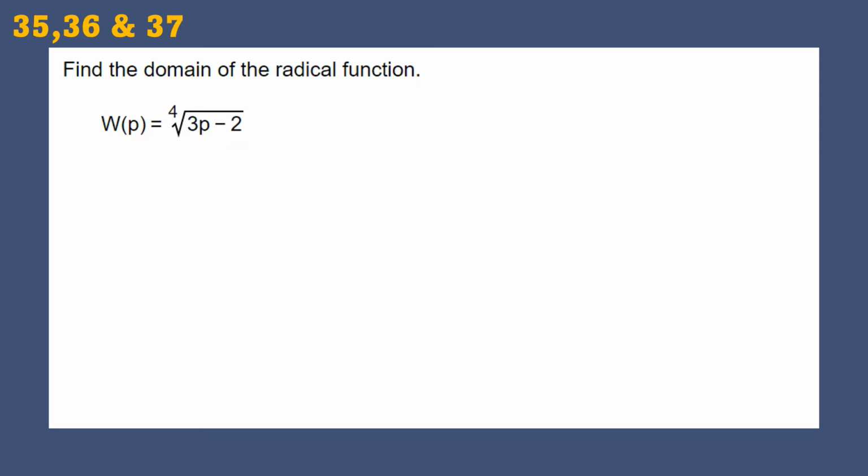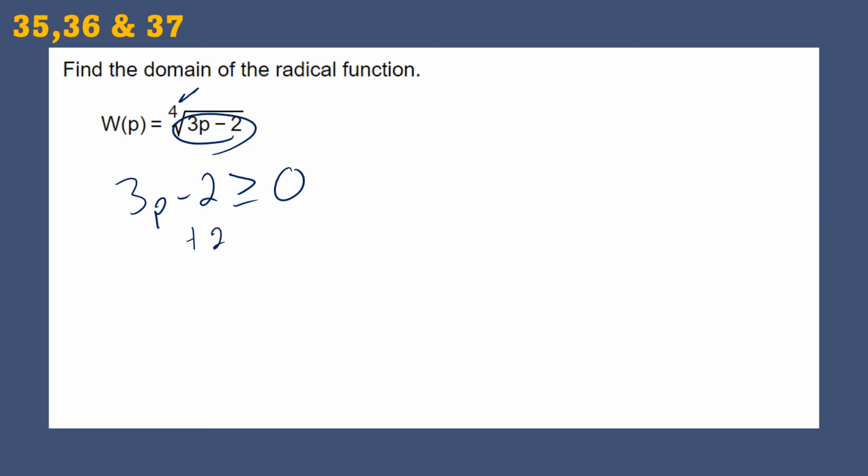Find the domain of this radical function. Now, radicals, if they're even powered or even index, then they can't be negative. So in other words, what we're saying is what's in there, the 3p minus 2, has to be greater than or equal to 0. So we're going to try to solve that and figure out what the answer is. So the domain should be the answer to that inequality.